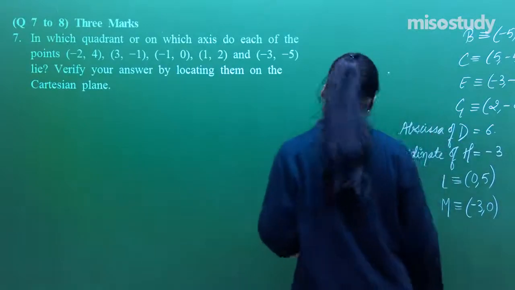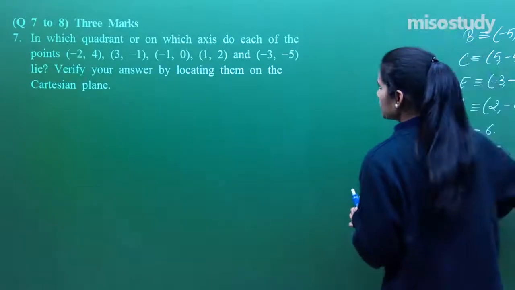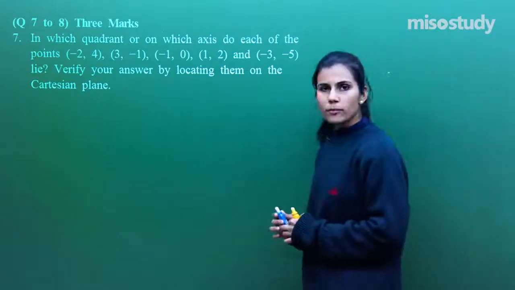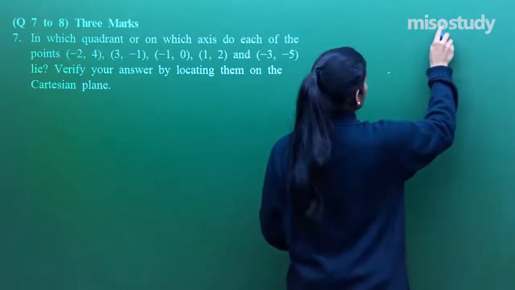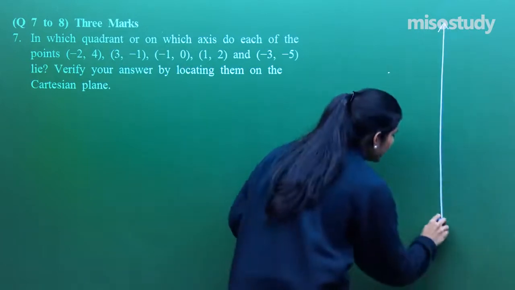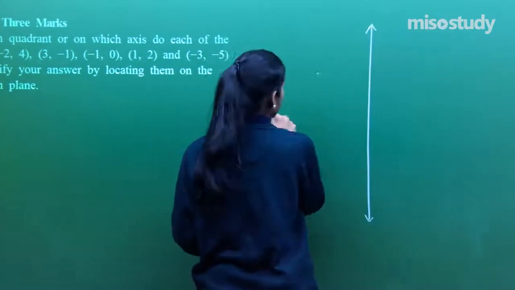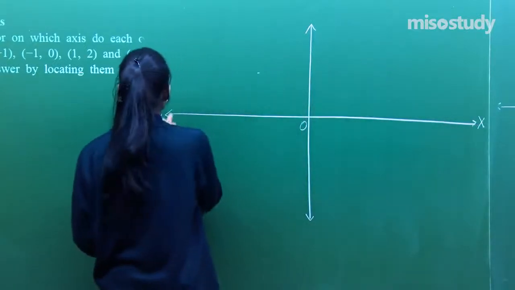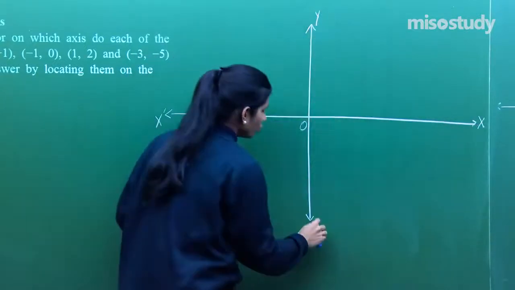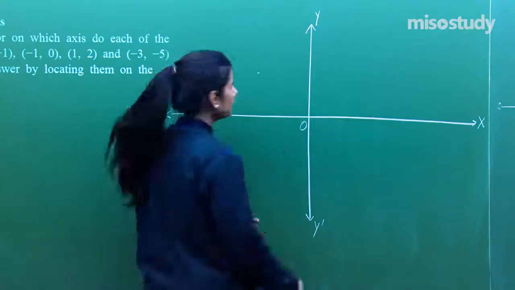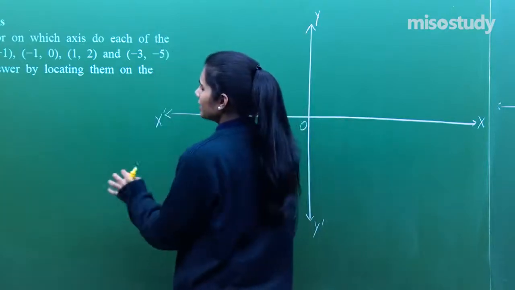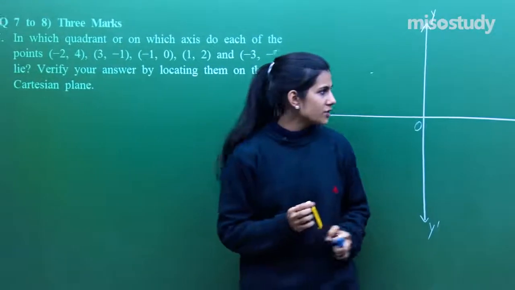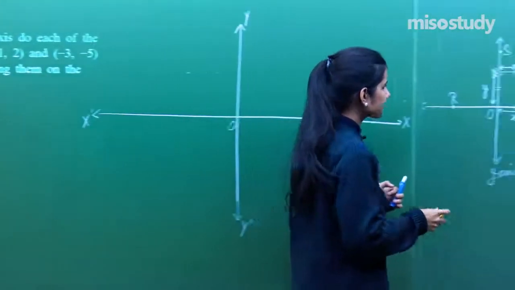In which quadrant or on which axis do each of these points lie? Verify your answer by locating them on the Cartesian plane. So I will again have to draw the Cartesian plane. This is X, O, X dash, Y, O, Y dash. Clear? First point is (-2, 4). Now you should understand in which quadrant does it lie.